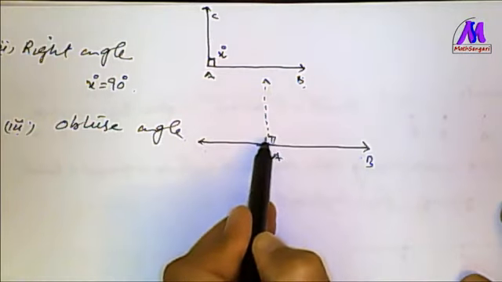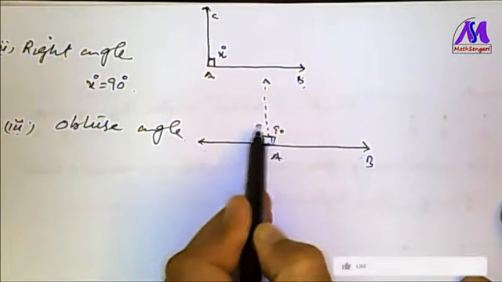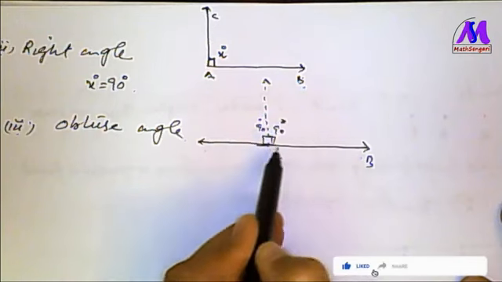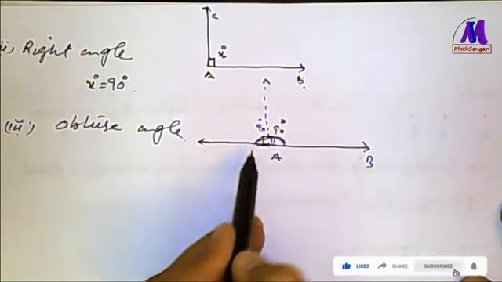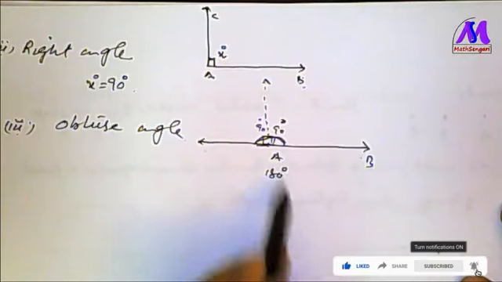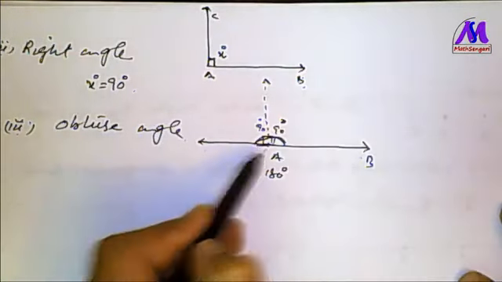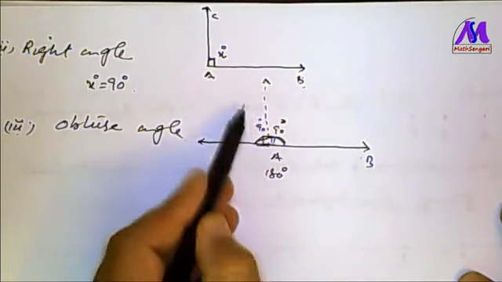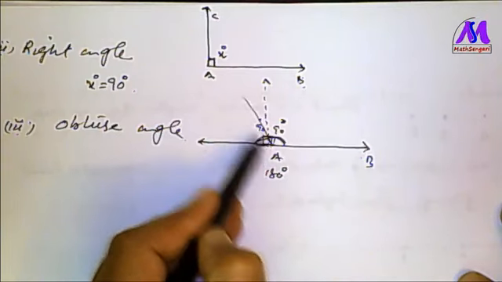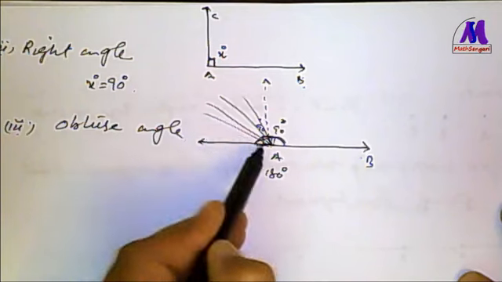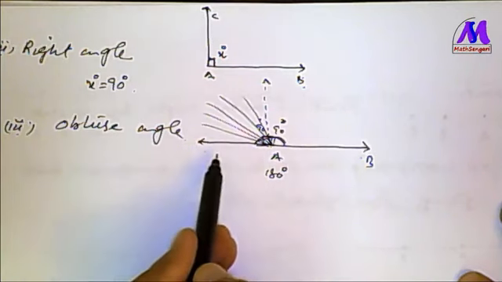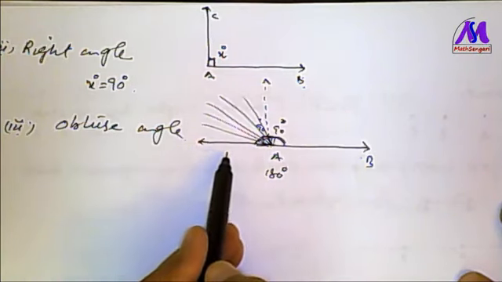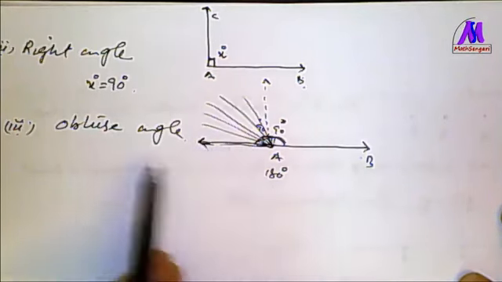So it's a 90 degree angle, and another 90 degree angle, and together they will be equal to 180 degrees. So when an angle forms, maybe 91, 92, maybe here, maybe here, up to but remember less than 180 degrees, then it's called an obtuse angle.